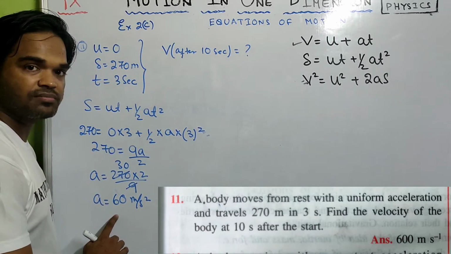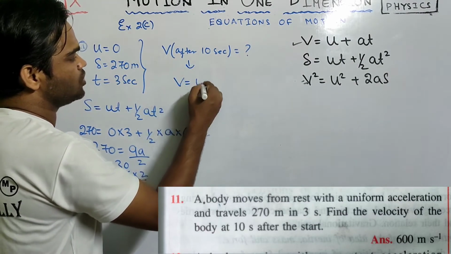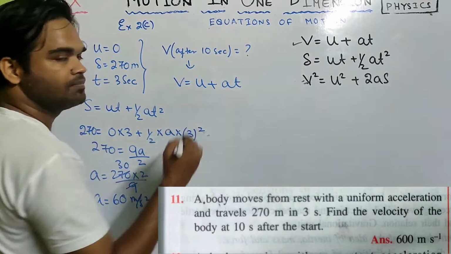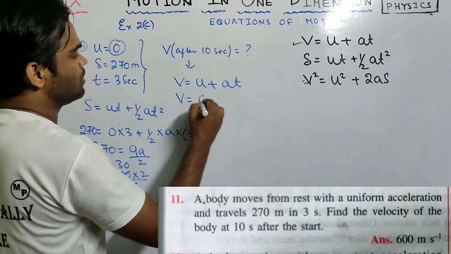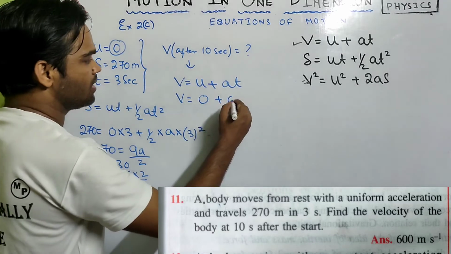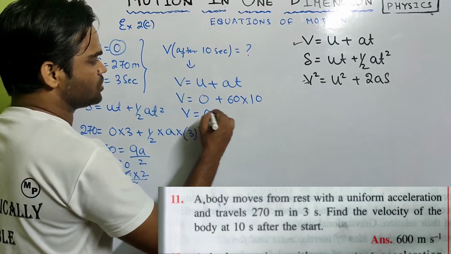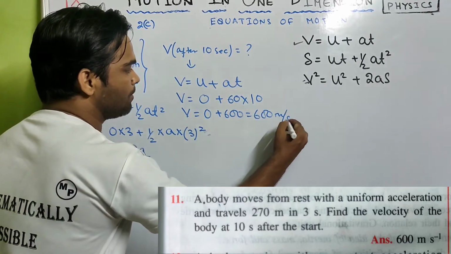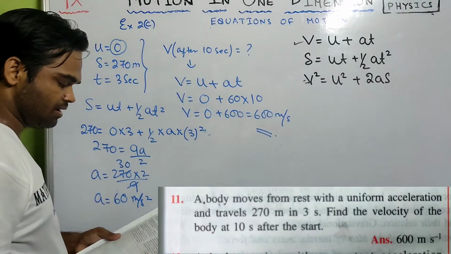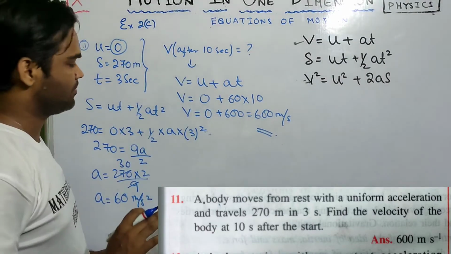We got the acceleration. Once we got the acceleration, we know that v equals u plus at. Just use the relation. v equals u plus a t, t is 10, which means v equals 0 plus 600. That's 600 meter per second. That's the final velocity after 10 seconds from start.